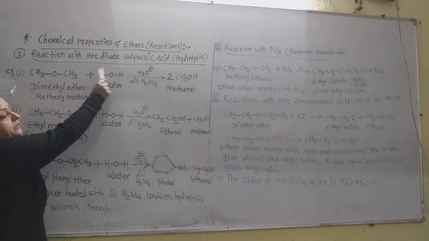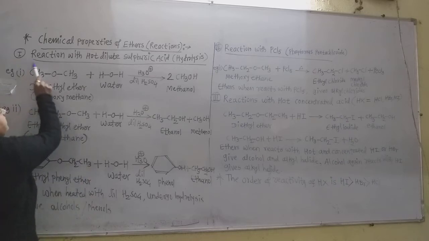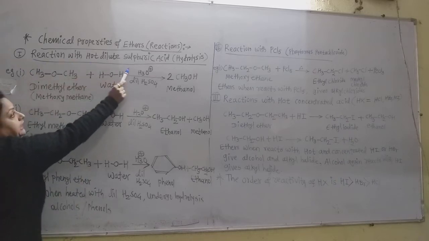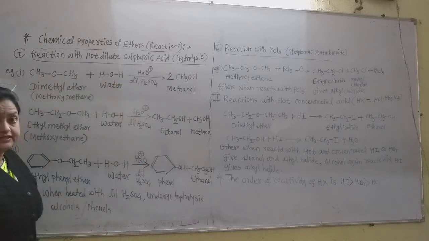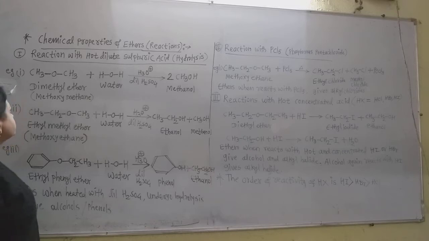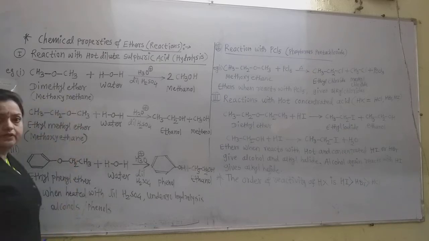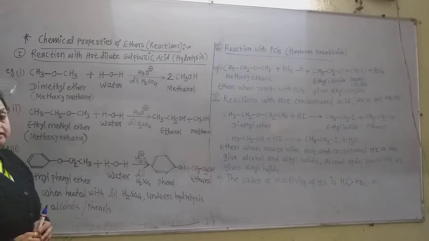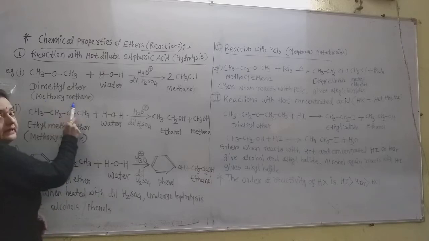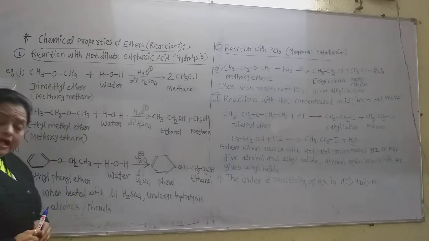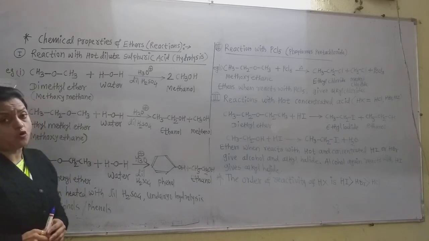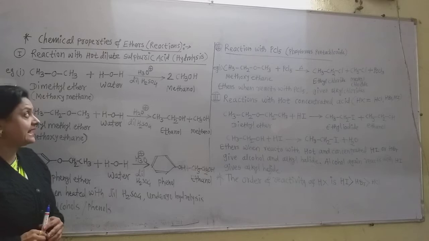Chemical reactions of ethers we are studying. The first reaction is the reaction with hot and dilute sulfuric acid. This reaction is also called hydrolysis of ethers. Now let us see example 1, that is dimethyl ether. The IUPAC name of dimethyl ether is methoxymethane. Hydrolysis means reaction with water, but in the presence of acid.